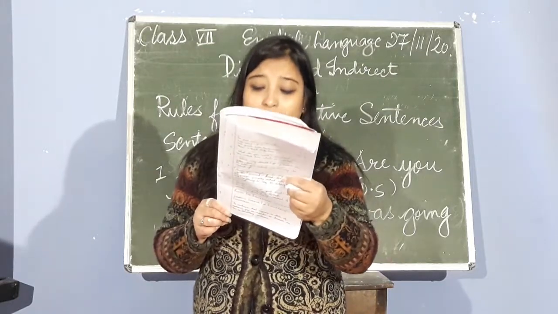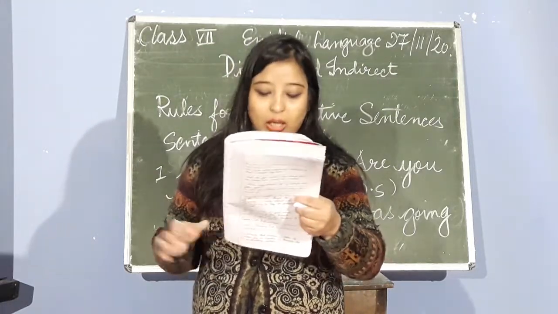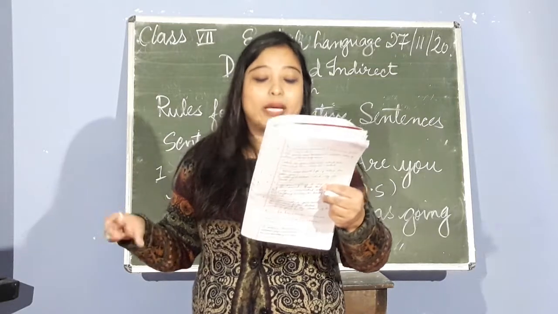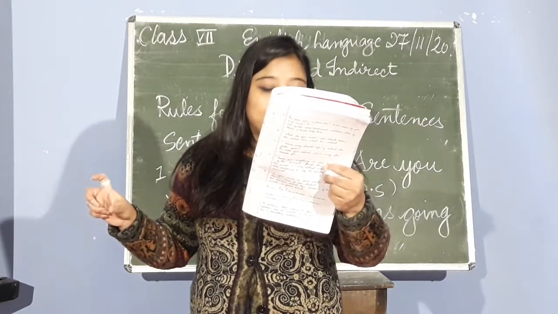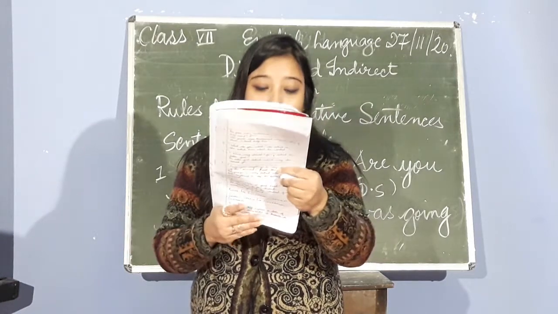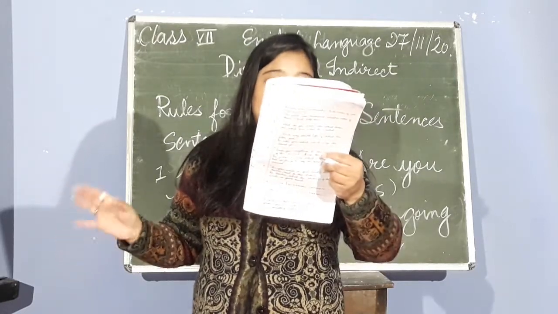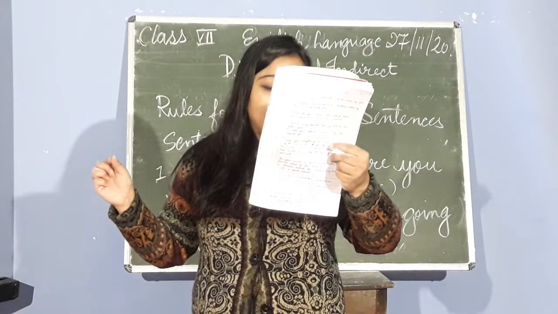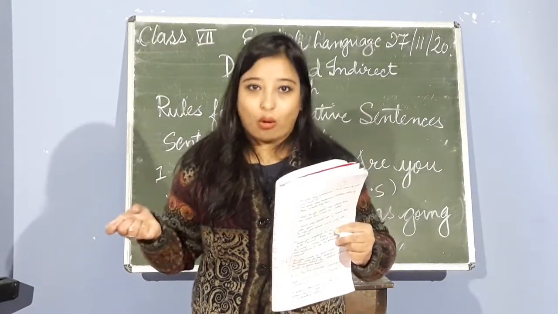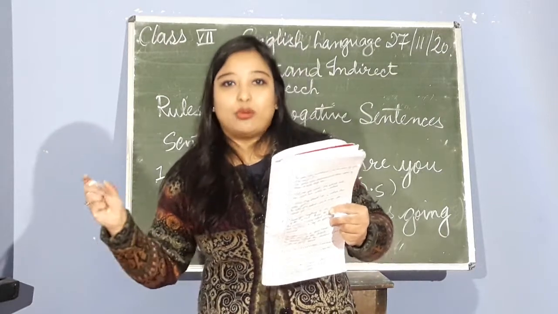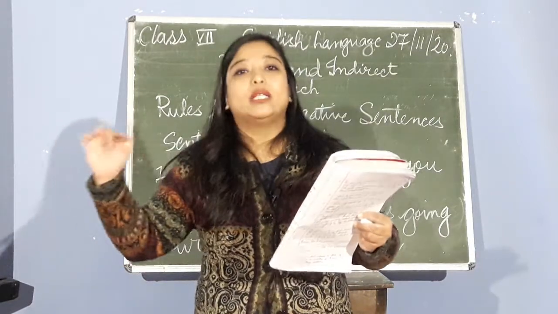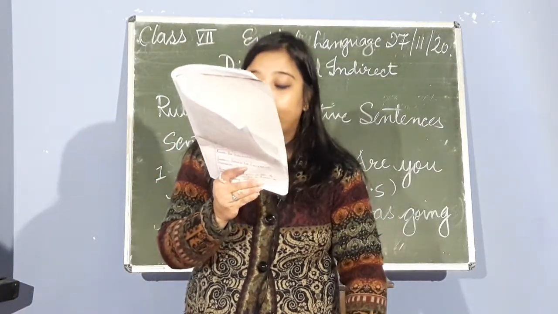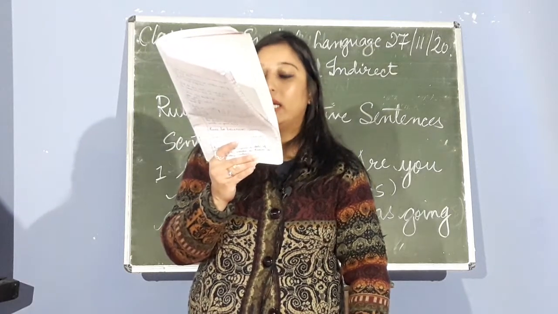She said to him, am I to wait for you till eternity? That's in the direct speech. If you have to change it into indirect, you'll have to write, she inquired of him if she was to wait for him till eternity. Now see children, over here there is an object. She said to him. Him is the object. In such cases, you'll have to use words like inquired of, demanded of. Inquired of, not questioned. So she inquired of him if she was to wait for him till eternity.